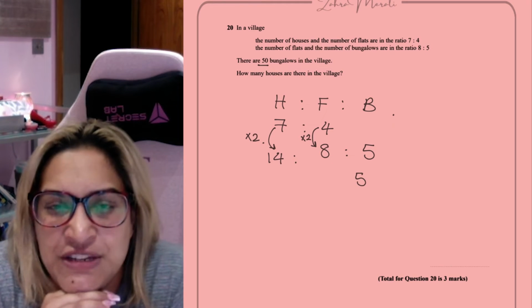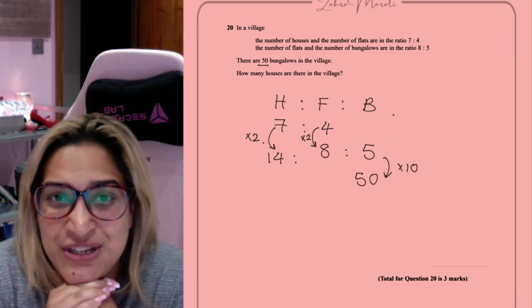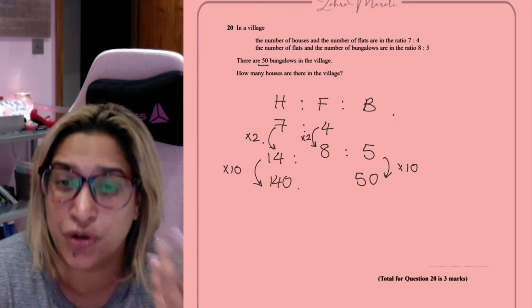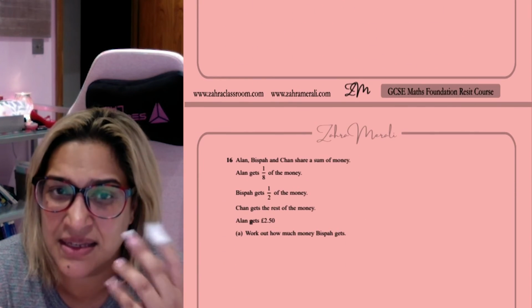So if we've got 50 bungalows, we're going to have to multiply by 10. So that means we just multiply the houses by 10 and we get 140. This was on a non-calculator, but as you can see, the numbers are really nice.